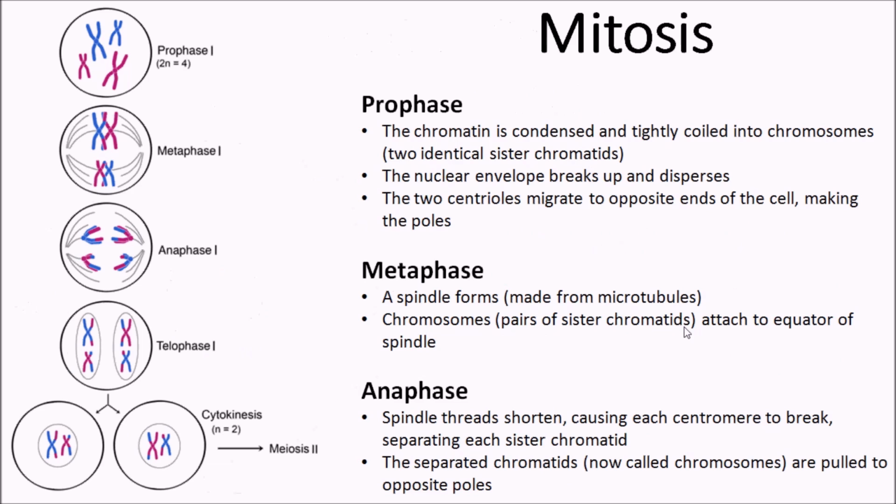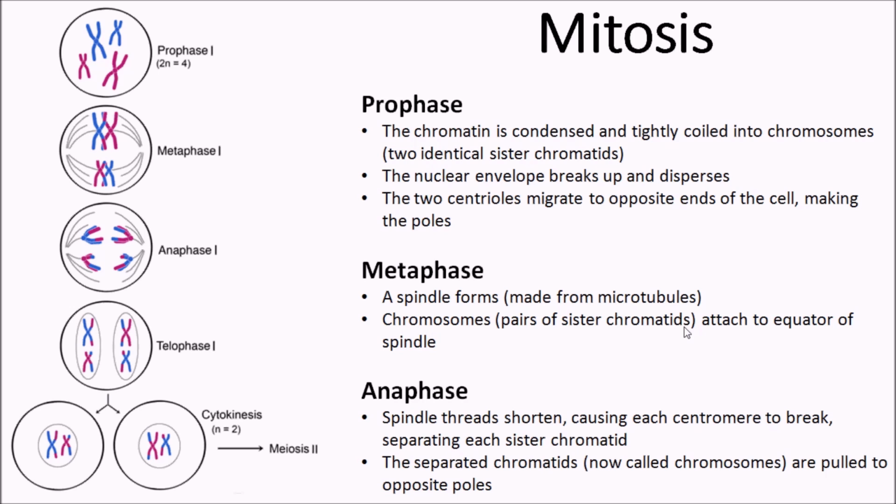Okay, so mitosis itself is split up into several stages. After interphase, we have the first stage, which is prophase. During prophase, the chromatin, the DNA of chromosomes, is condensed and tightly coiled into chromosomes. Because the DNA is replicated during interphase, each visible chromosome consists of 2 identical sister chromatids joined by a centromere. The nuclear envelope breaks up at this point and disperses into the cell, and the 2 centrioles migrate to opposite ends of the cell. This makes the 2 poles.